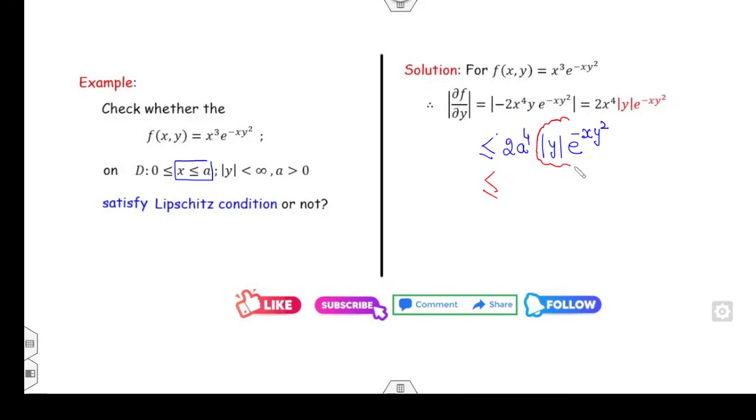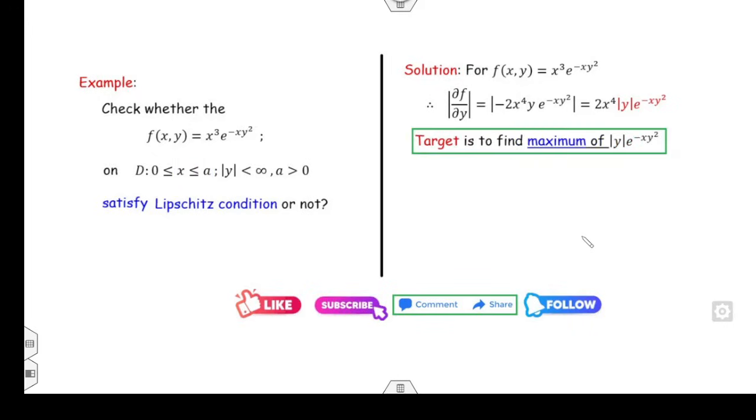If you are able to find the maximum value of this function. Fine. How can you find the maximum value? I call this function g of y, and my target is to find the maximum value of this part. And how can you find the maximum? You can start by setting the first derivative to 0.